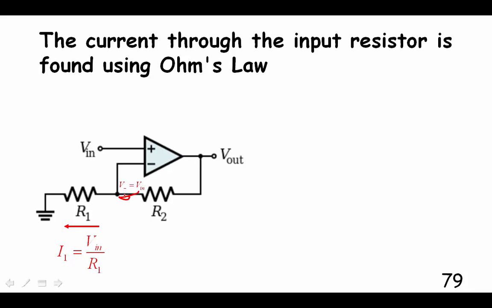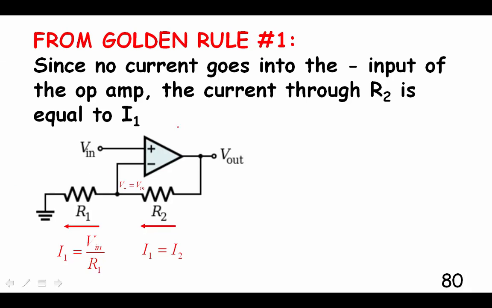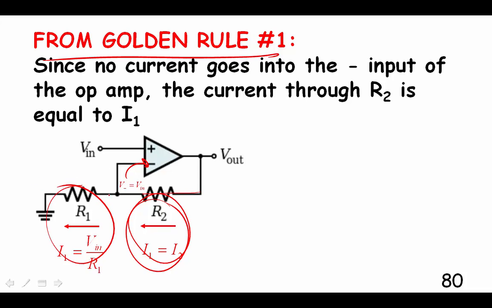So there it is. V of this negative input to our op amp is the same as Vin. So that's what that says. And now, since I put in a positive Vin, my current is going this way through R1, and I use Ohm's law again to find out what that current is. And then since we have golden rule number 1 that says there's no current that's going to go into that terminal of the op amp, then we know that the current through this resistor has to be the same as the current through that resistor because they're in series, as long as there's no current that leaks out.